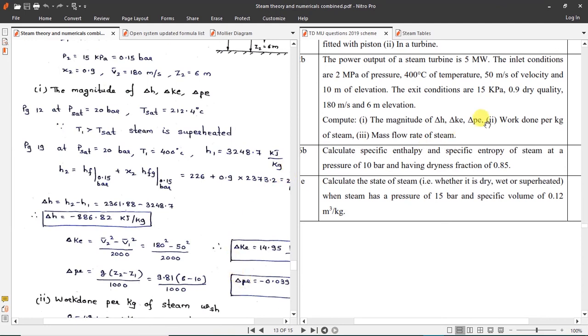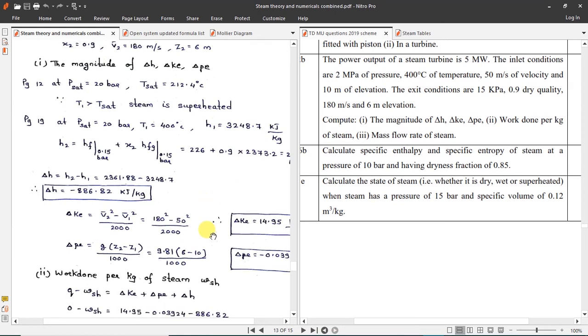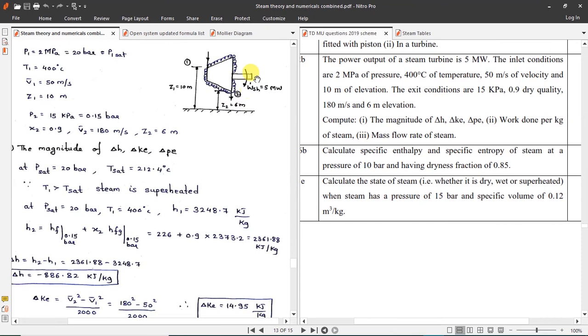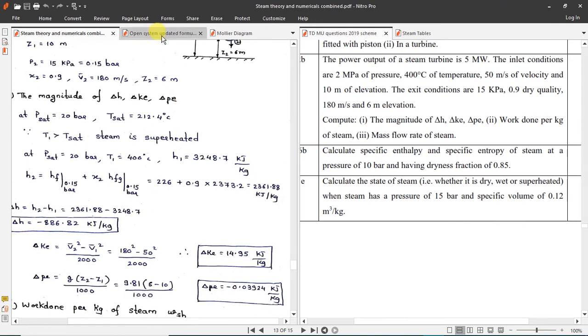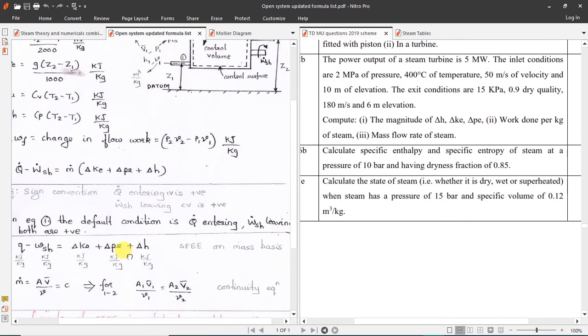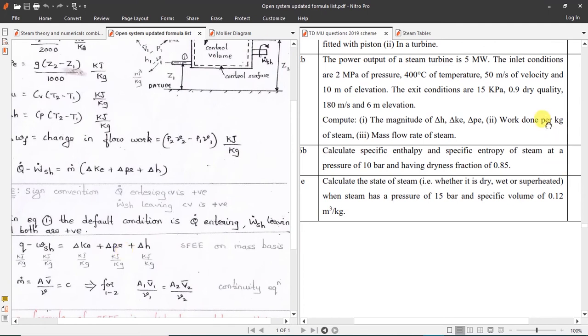Work done per kg of steam. So how to calculate that? We'll apply the steady flow energy equation to the turbine. What is the steady flow energy equation on mass basis? Why mass basis? Because work done is asked per kg. So we will calculate this small w shaft in kilojoule per kg. That is why we are using mass basis.